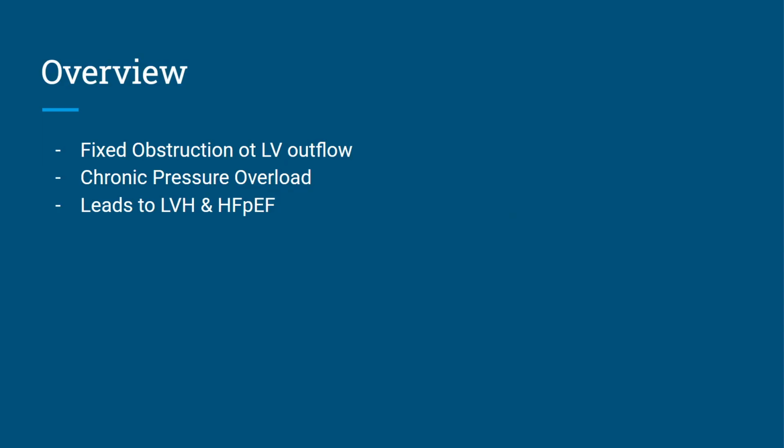Aortic stenosis is a fixed obstruction to blood leaving the left ventricle, and because blood has difficulty exiting the heart, the left ventricle is exposed to chronic pressure overload. And over time, this leads to left ventricular hypertrophy and eventually diastolic dysfunction, also known as heart failure with preserved ejection fraction.